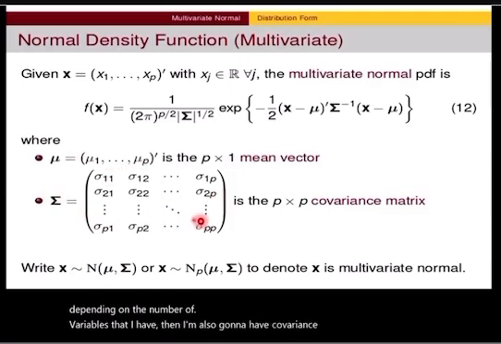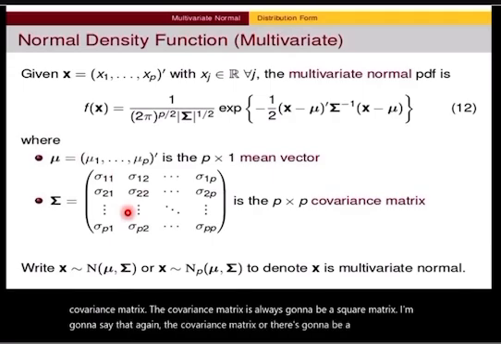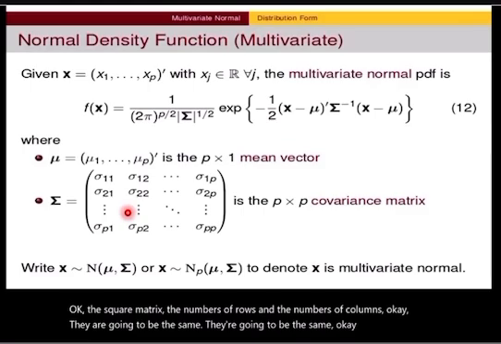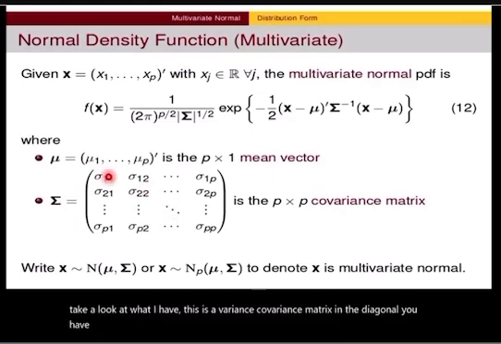The covariance matrix is always going to be a square matrix. I'm going to say that again: the covariance matrix is always going to be a square matrix. The number of rows and the number of columns are going to be the same. This is a variance covariance matrix. On the diagonal, you have the variances. Off the diagonal, you have the covariances.